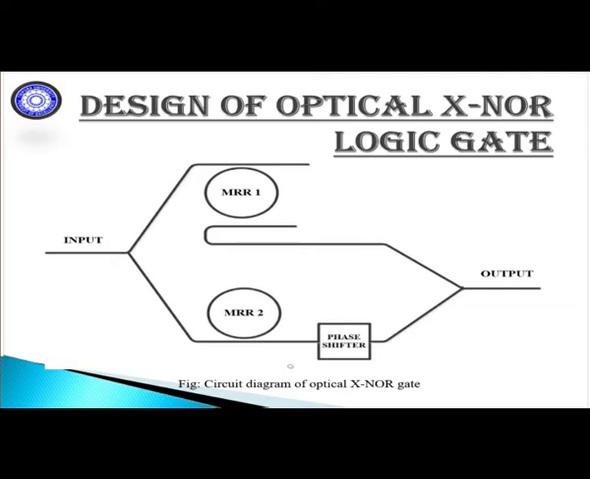So this is the circuit diagram of the optical XNOR gate. Here we are using two microring resonators and a phase shifter. The operation of this circuit diagram I will explain to you with 4 logics in the next slides.